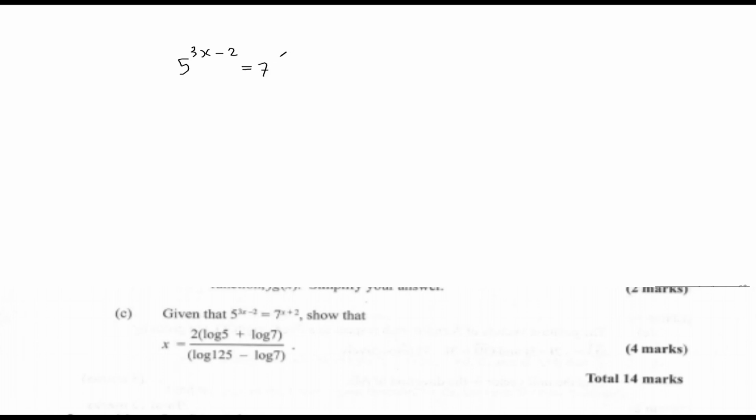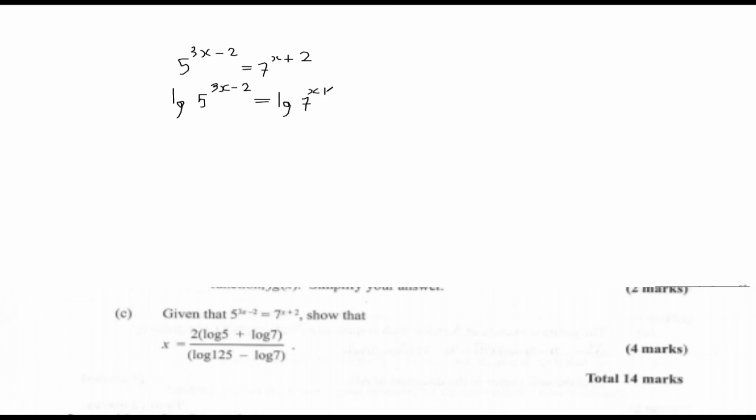Anytime the unknown is in the power, you take logs of both sides. So the first thing we're going to do is log both sides. If 5 to the 3x minus 2 is equal to 7 to the x plus 2, then the log of 5 to the 3x minus 2 is going to be equal to the log of 7 to the x plus 2. Nice and easy.